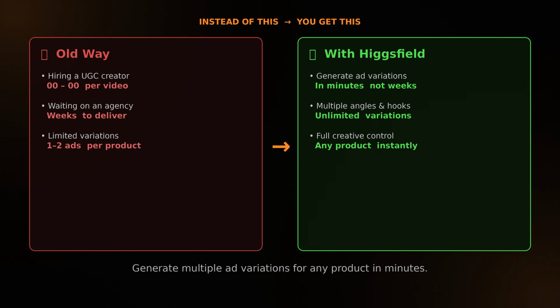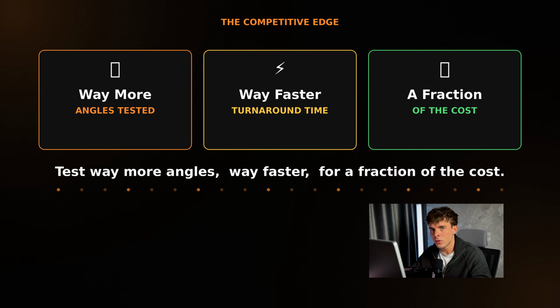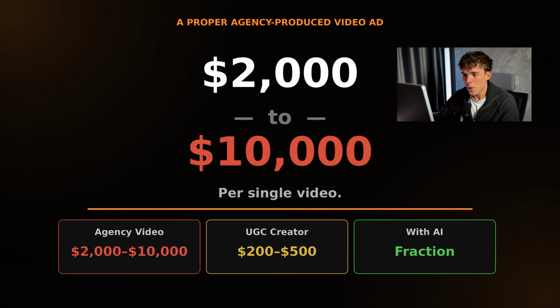Instead of hiring a UGC creator for $200 to $500 per video or waiting weeks for an agency to deliver something, you can generate multiple ad variations for any product in minutes. And you can test way more angles way faster for a fraction of the cost. And if you're running a marketing agency, think about what this does for your output. A proper agency produced video ad can cost anywhere from $2,000 to $10,000.